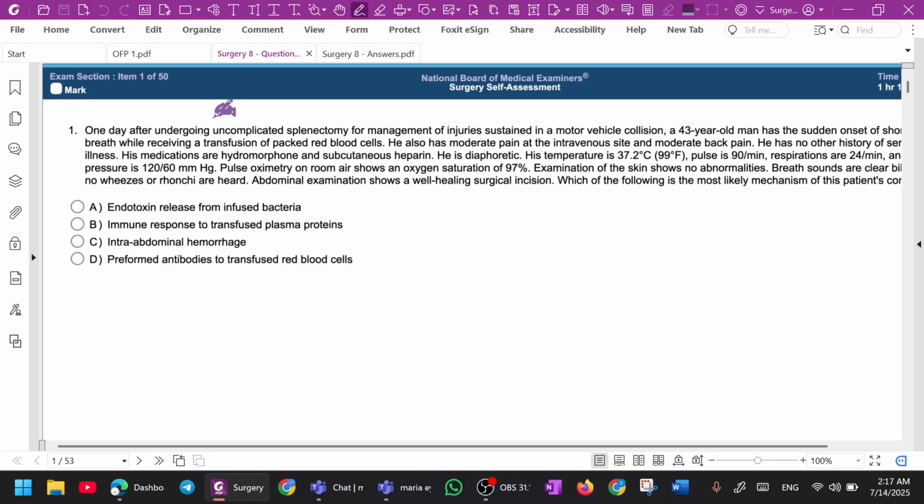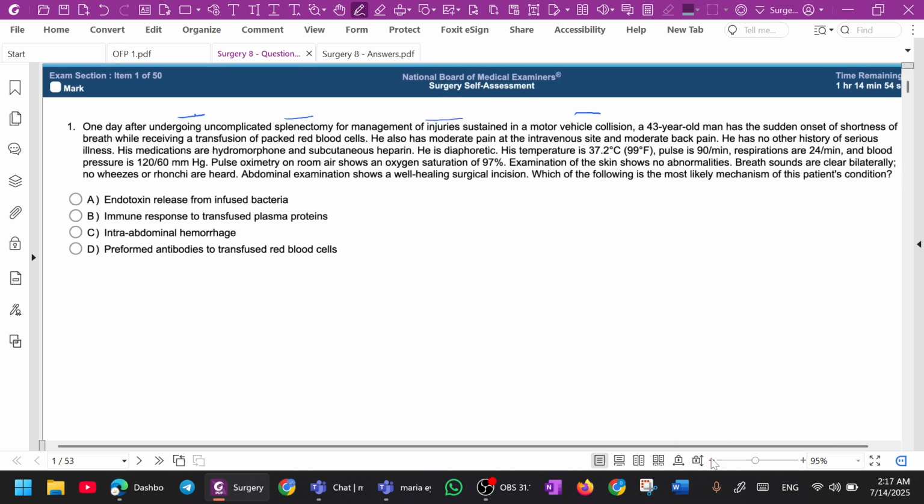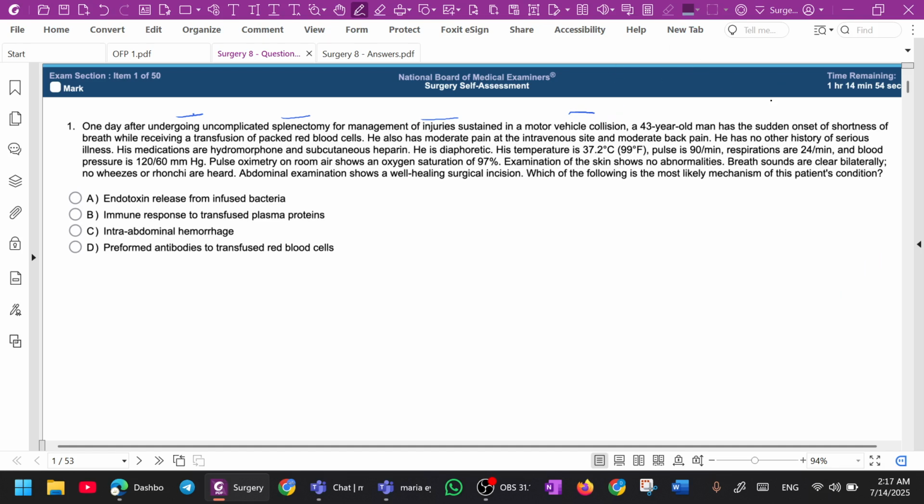One day after undergoing uncomplicated splenectomy for management of injuries sustained in a motor vehicle collision, a 43-year-old man has sudden onset shortness of breath while receiving transfusion of packed red blood cells. He also has moderate pain at the IV site, moderate back pain. He has no other history of serious illness.